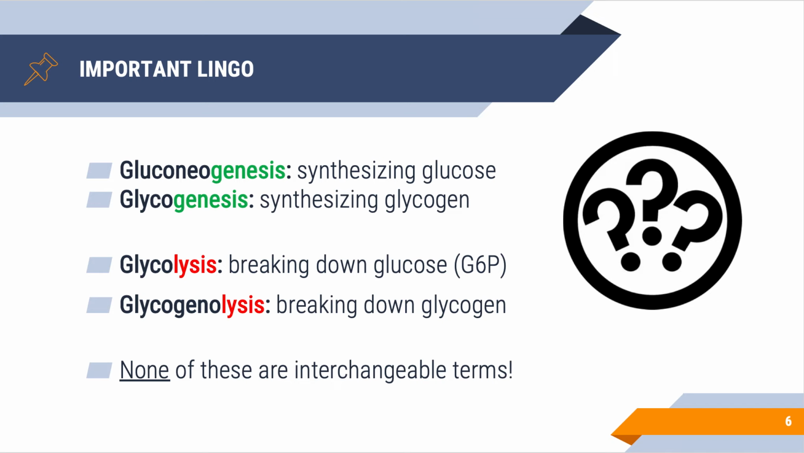Moreover, when we talk about lysis, we're talking about breaking something down. So if we talk about glycolysis, we're breaking down glucose, and we'll get into this later in the lecture, but we're really focusing on that committed step to glycolysis, so the formation of glucose 6-phosphate from glucose. And when we talk about glycogenolysis, we're talking about the breakdown of glycogen to provide individual molecules of glucose.